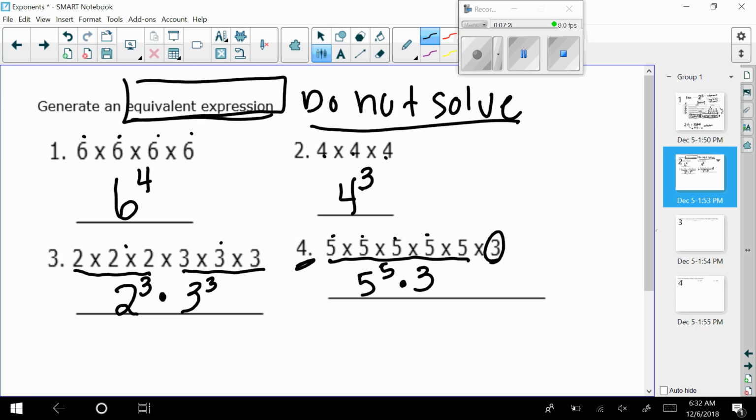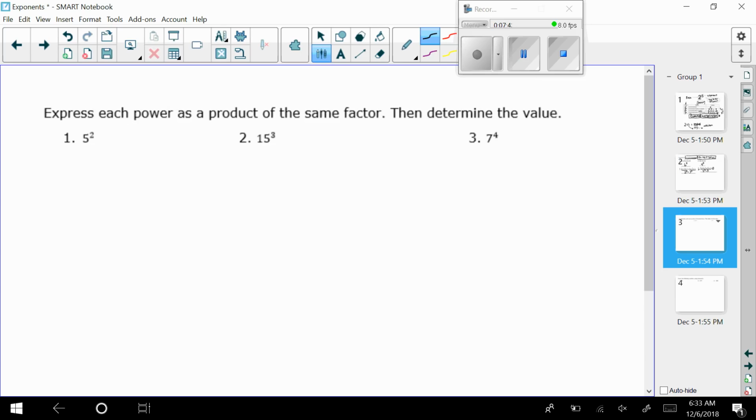Hopefully that makes sense. Guys, be real careful. If it doesn't say solve, don't take your time to solve, because that's a lot of math that you don't need to do in this instance. Okay? So let's go to the next page, or right down below what's on there.